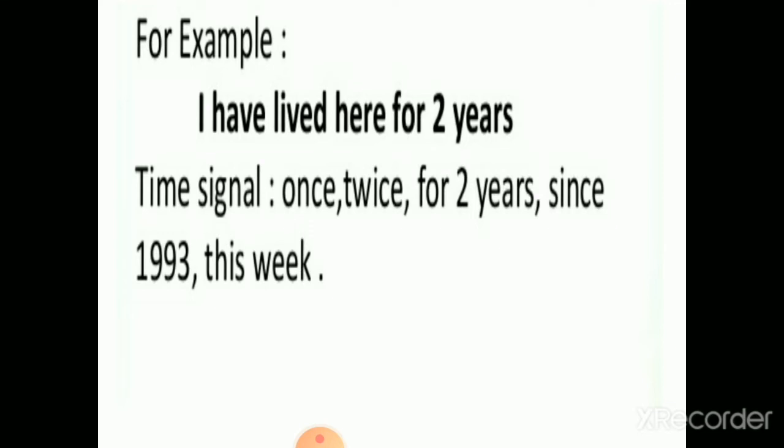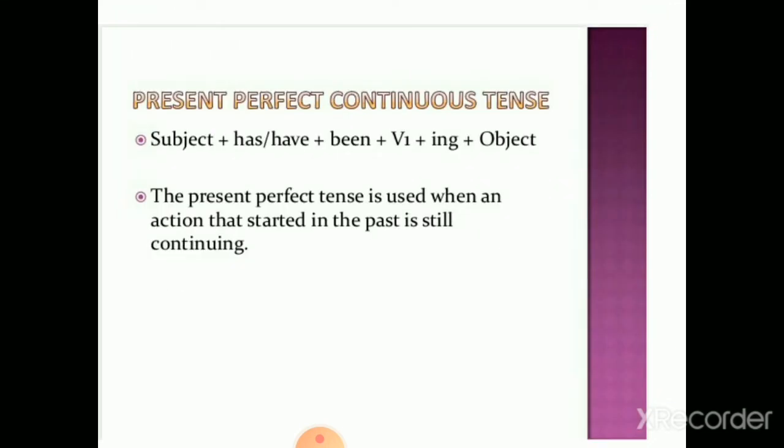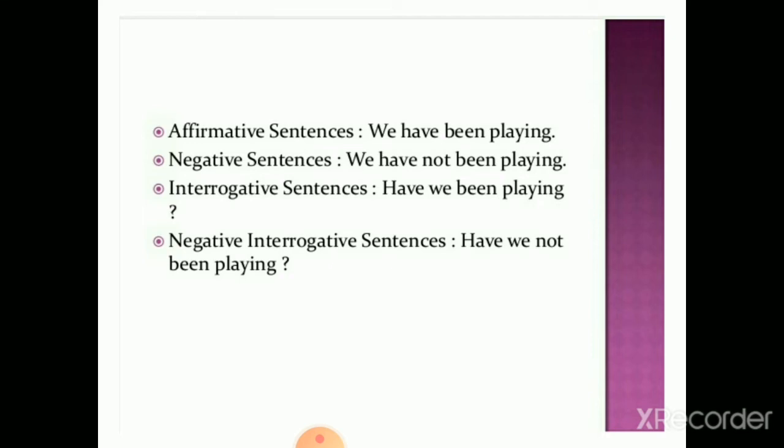Time signals: once, twice, for 2 years, since 1993, this week. These are the time signals. Present perfect continuous tense. It means the action started in the past but is still continuing. Has and have are the helping verbs. You can see these examples.